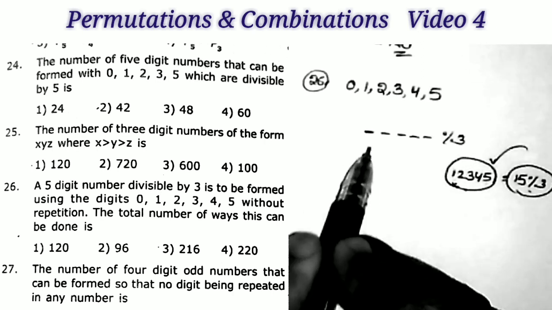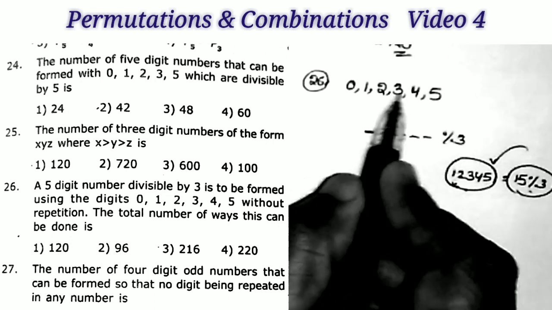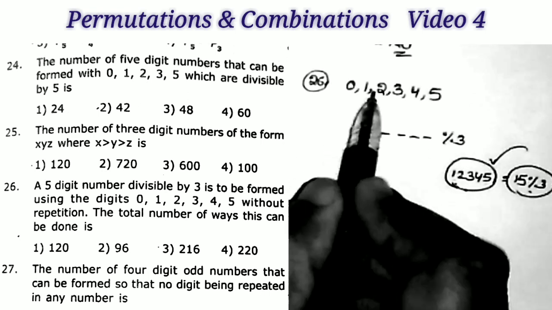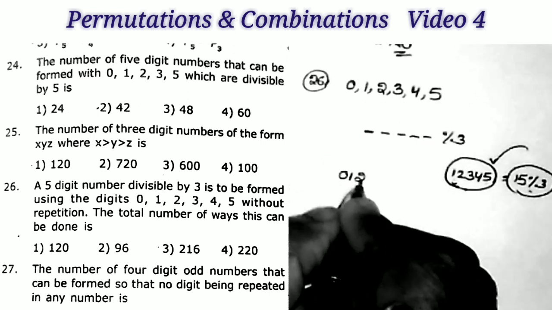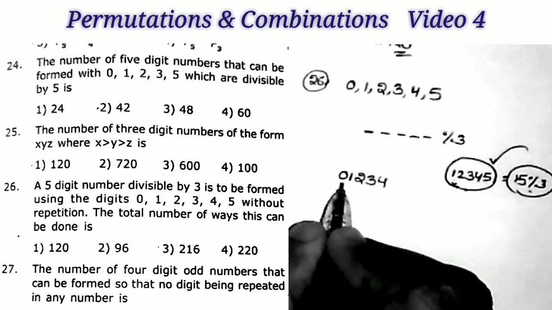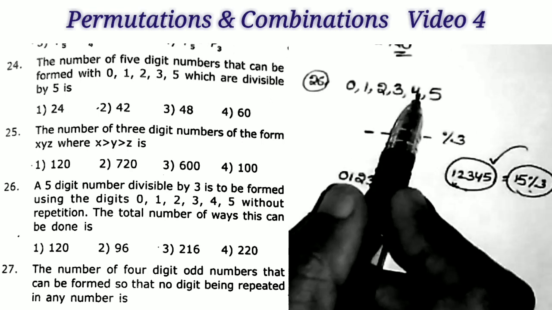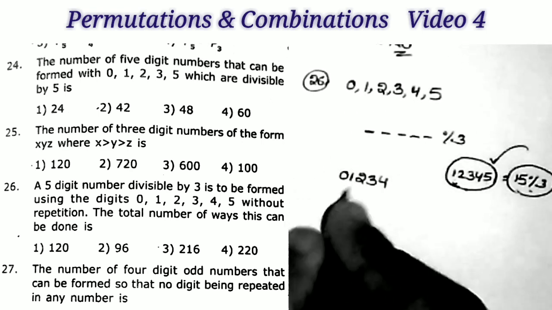Now here we want the 5-digit number. So first I am taking the 5-digit numbers by using the given digits. What is the first number? 0, 1, 2, 3, 4. This is a 5-digit number from the given digits. And what is the second number? 1, 2, 3, 4, 5.